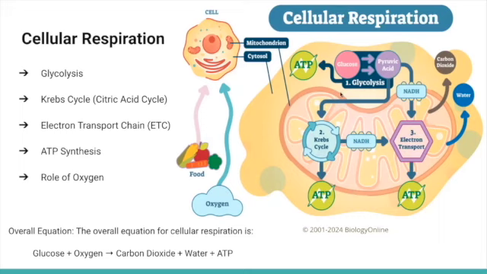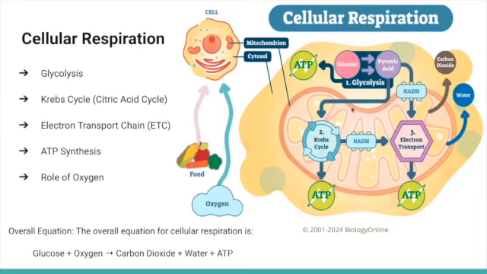Cellular respiration begins with glycolysis, which occurs in the cytoplasm of the cell. During glycolysis, a molecule of glucose is broken down into two molecules of pyruvate. This process produces a small amount of ATP, which is adenosine triphosphate, and NADH.